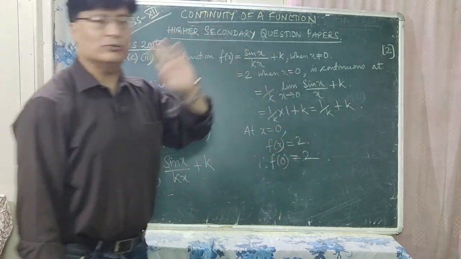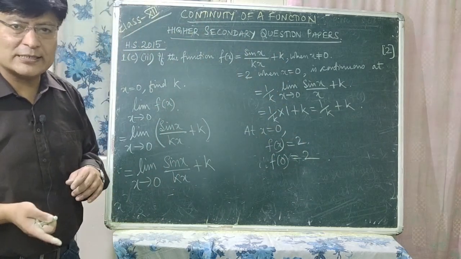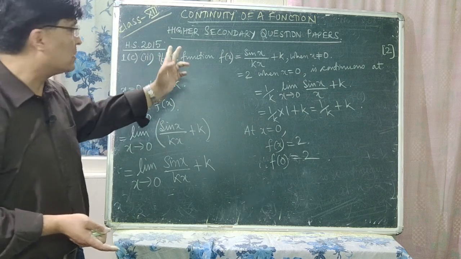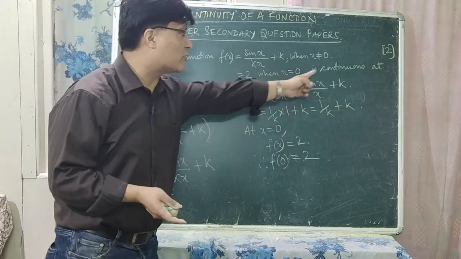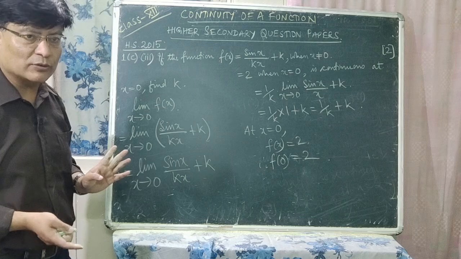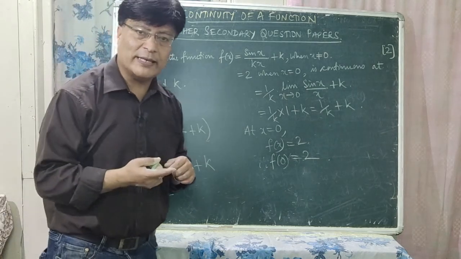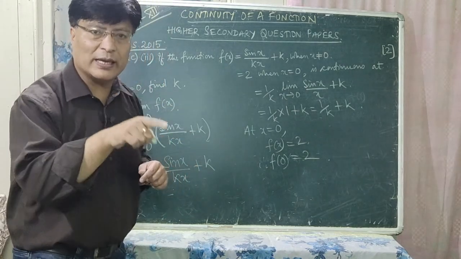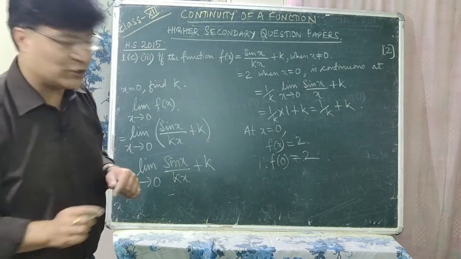That is f of 0 is equal to 2. Now what will you do in the next step? In the question it is given that the function f of x is continuous at x is equal to 0. So from the definition, what can you write? Limit x tends to 0, f of x is equal to f of 0, right?